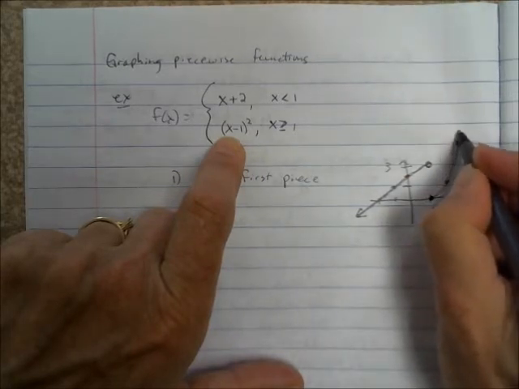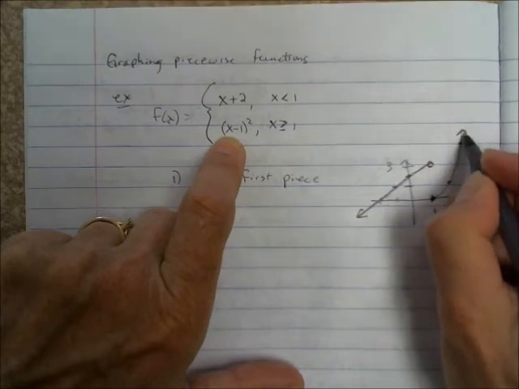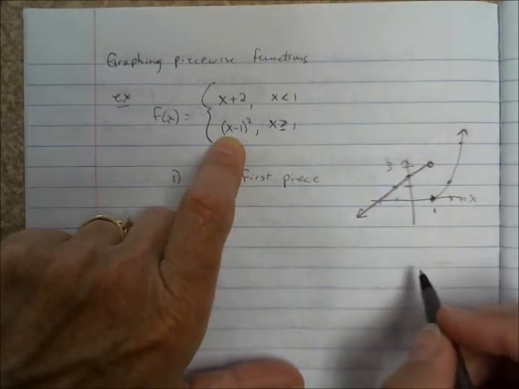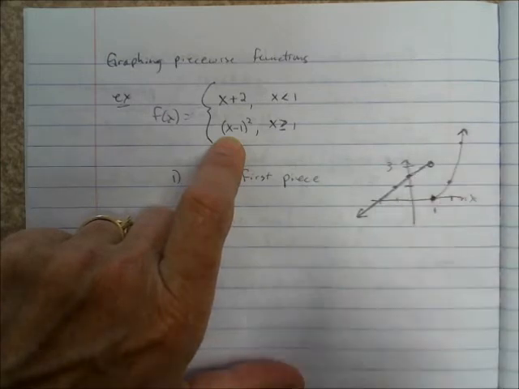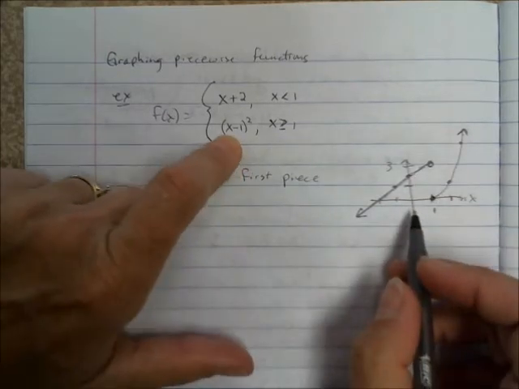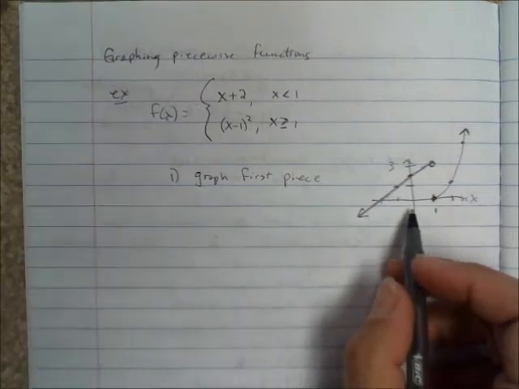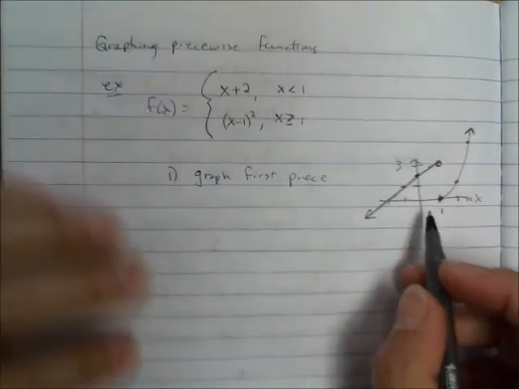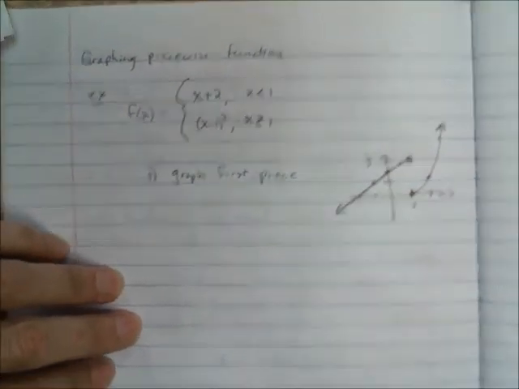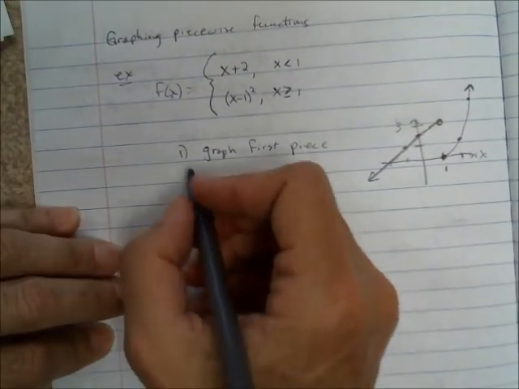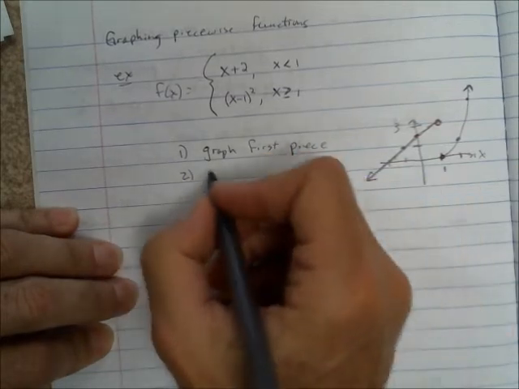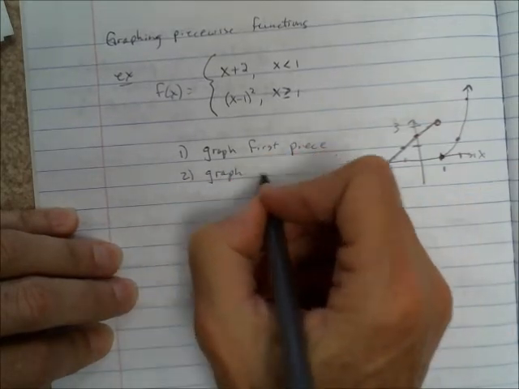So here's this piecewise function. Sometimes piecewise functions connect, sometimes they don't. In this particular graph, this is called a discontinuous function because it doesn't connect. Let's try one with 3 pieces. Oh, my instruction should say graph first piece and then graph second piece.